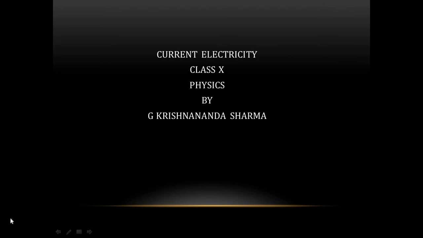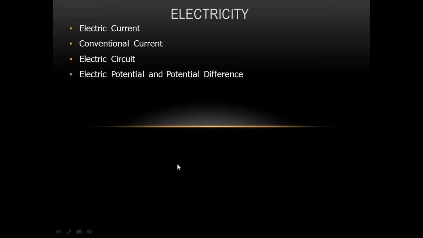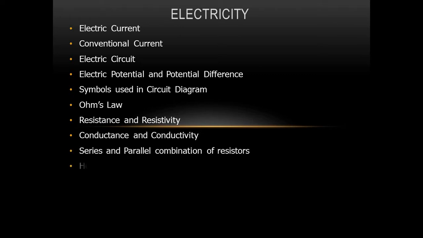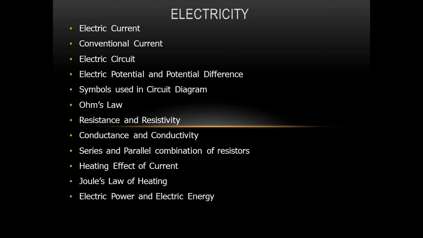Let me start this session with the topics to be discussed under current electricity. Electricity, electric current, conventional current, electric circuit, electric potential and potential difference, symbols used in the circuit diagram, Ohm's law, resistance and resistivity, conductance and conductivity, series and parallel combination of resistors, heating effect of current, Joule's law of heating, electric power and electric energy, electric fuse.